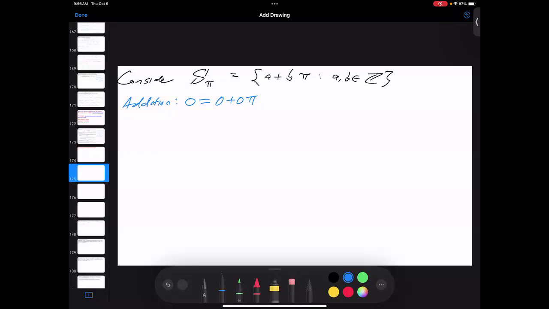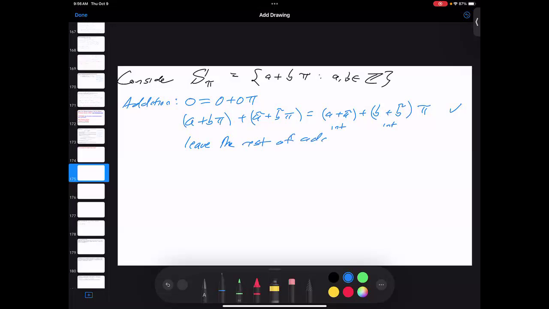Now let's do closure. If I have a plus b pi plus a tilde plus b tilde pi, that's a plus a tilde plus b plus b tilde times pi. And this is an integer, and that's an integer. So I can go through and I can keep showing that all of the stuff holds. Okay. I'll leave the rest of addition for you.